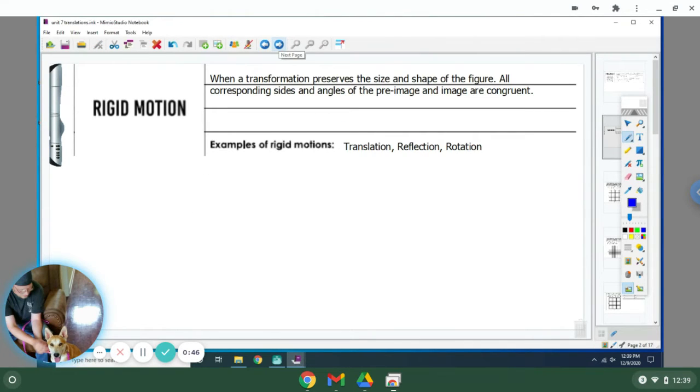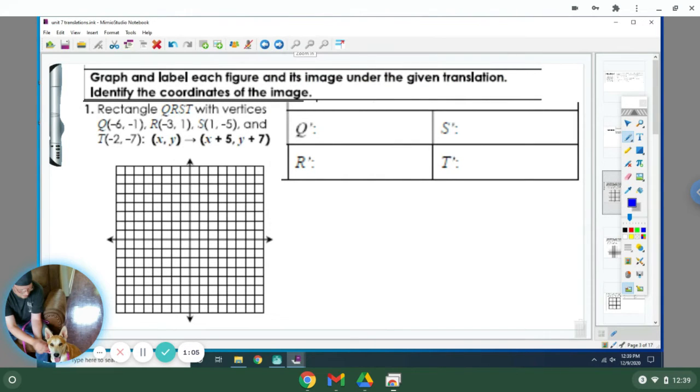Rigid motion is when a transformation preserves the size and the shape of the figure. All corresponding sides and angles of the pre-image and image are congruent. These are the rigid motions that you're going to be learning about: translations, reflections, and rotations. Today we're going to be doing translations.